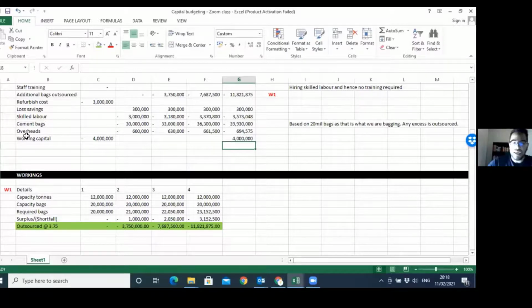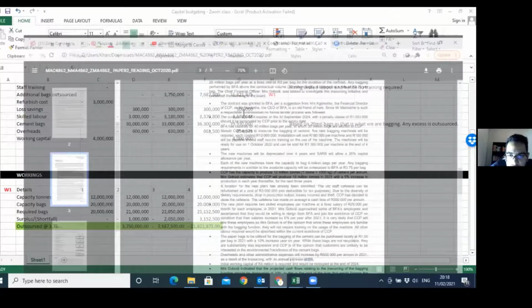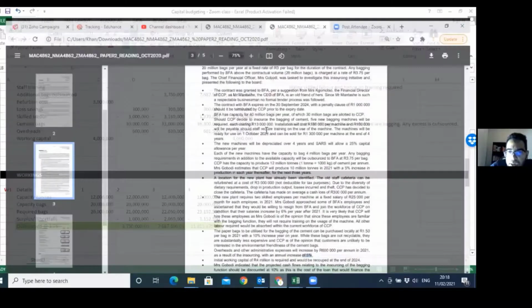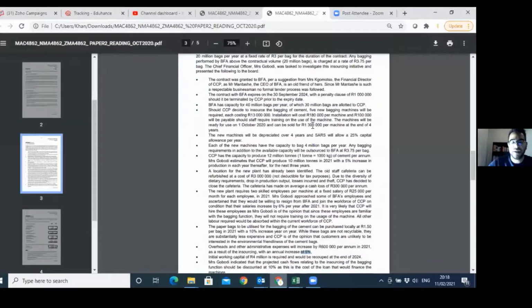There's one of the lines we missed. So we go right to the top again. I'll highlight it over here. So the 13 million, and then they say ready for use, and they say can be sold for 1.3 million rand. So at the end of the useful life, we can sell the machines for 1.3 million.